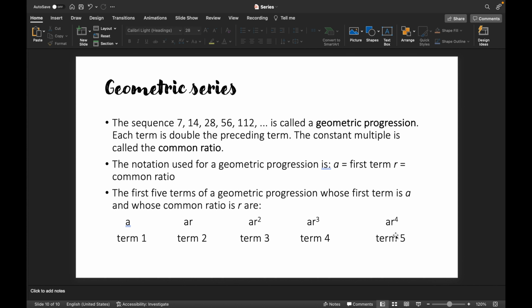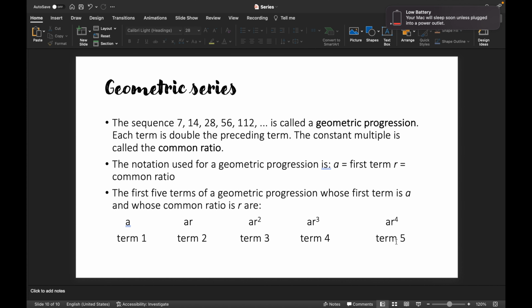The constant multiple is called the common ratio, and hence the notation used for a geometric progression is somewhat similar. A will be the first term and r is the common ratio. Here you can notice that from this term to this term, the difference is 7. But also, this is double of this and this is double of this. And therefore they have a common ratio between them. The first 5 terms of a geometric progression, whose first term is a and common ratio is r, are a, ar, ar squared, ar cubed, and ar to the power of 4.